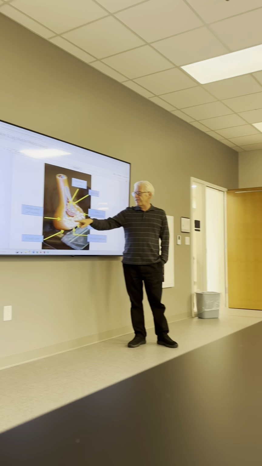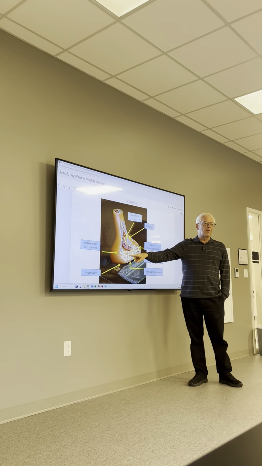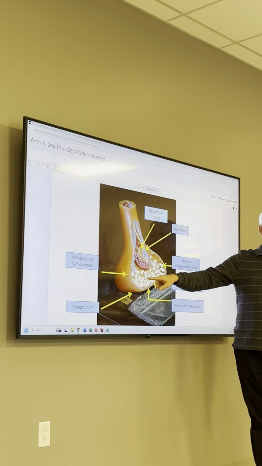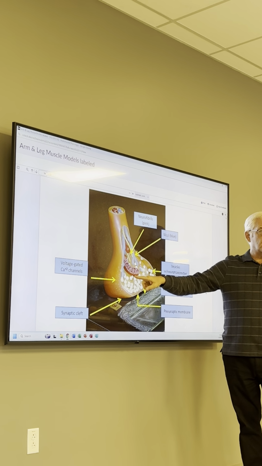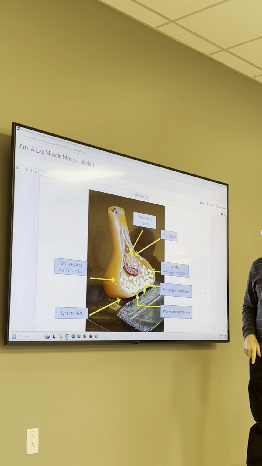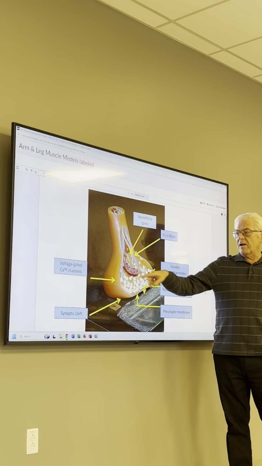What's the gap called? What are these circles called? Vesicles. What's in them? Neurotransmitters. If this were a muscle and this were a nerve, what's the neurotransmitter? Acetylcholine always. It's the only neurotransmitter for skeletal muscle, okay? All right, that's in mitochondria.